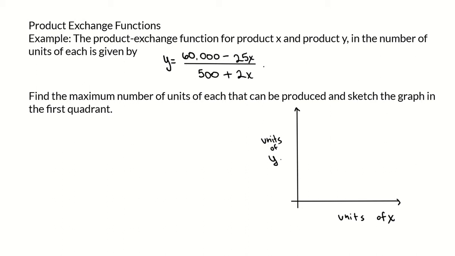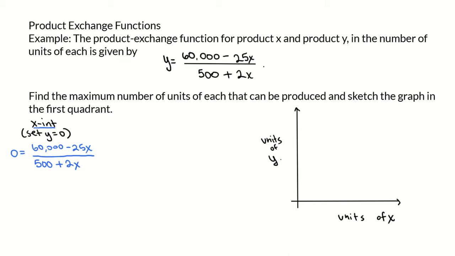So to find the x-intercept, we set y equal to 0, and then we solve for x. So in our equation, we'll start by finding that x-intercept, set y equal to 0. So we get 0 equals (60,000 minus 25x) over (500 plus 2x).